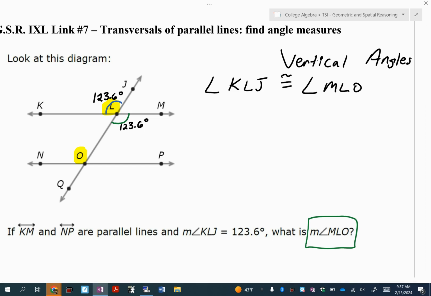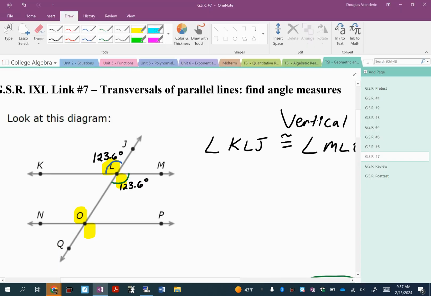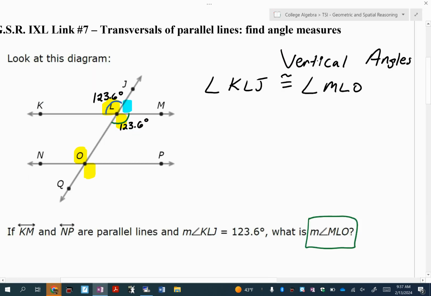So do you see the ones I highlighted? Those would also be the same. Okay, and then using the vertical angle theorem, do you see how that one would also be the same? So there's 4 that are the same. And likewise, if I change colors, do you see all of these in turquoise? Do you see how those are the same as well?